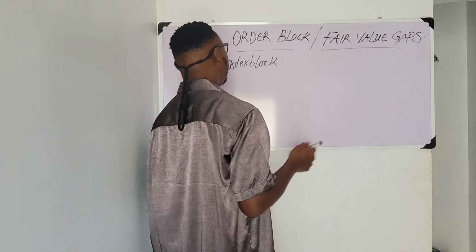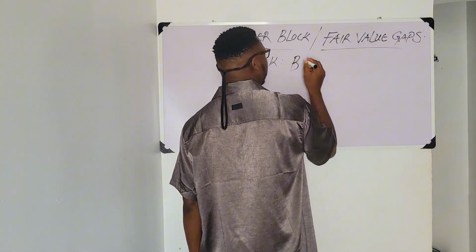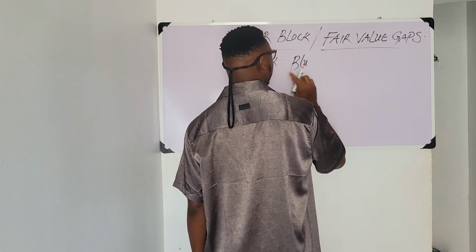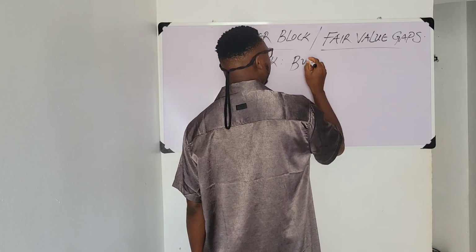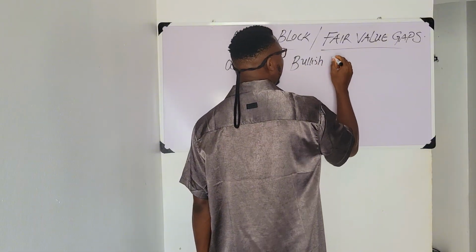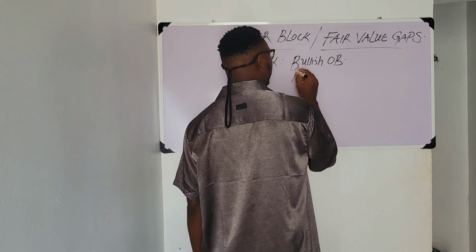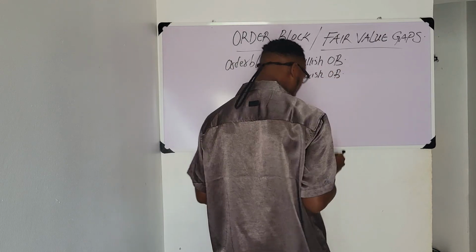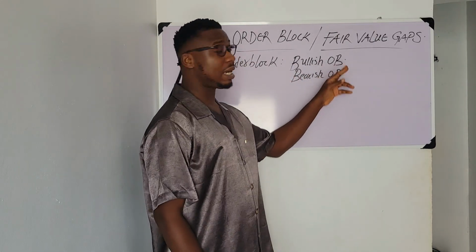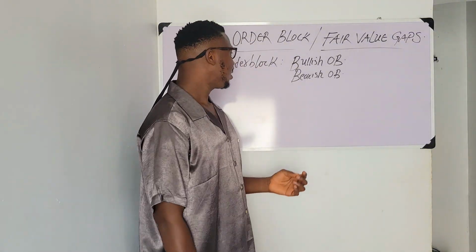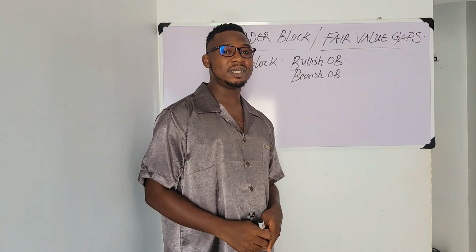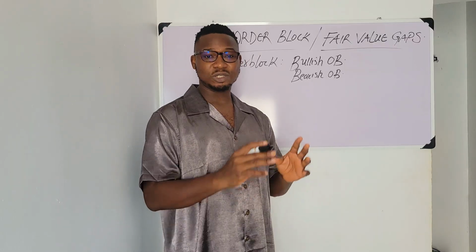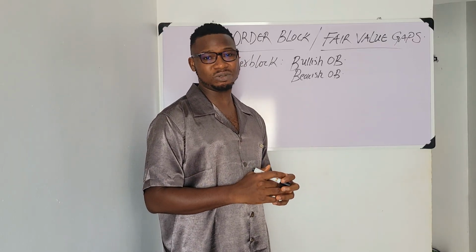Order block is divided into two. We have the bullish OB, and the bearish OB. The OB is simply the short form for order block. Now, what is a bullish OB? A bullish OB is simply an order block that you find around a demand zone.